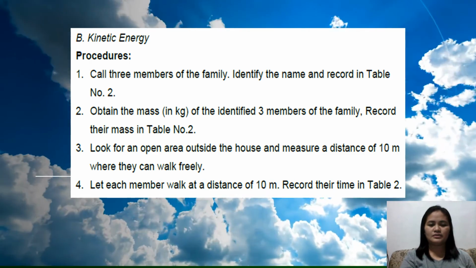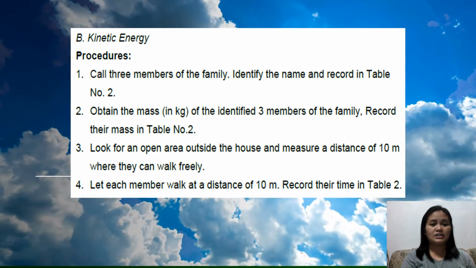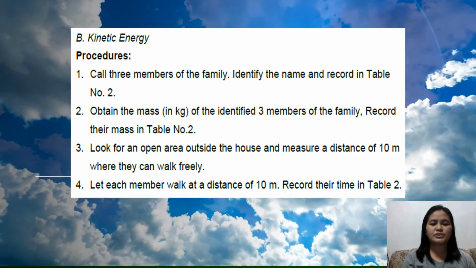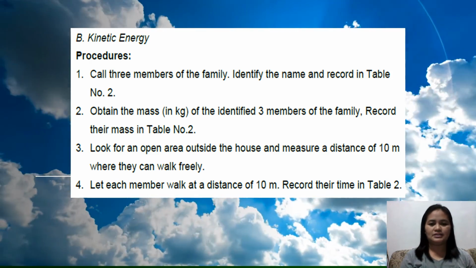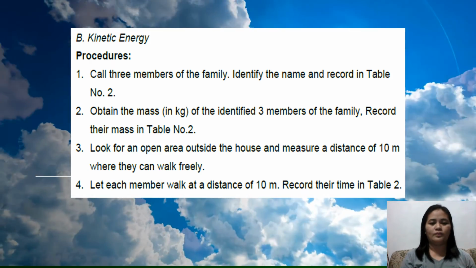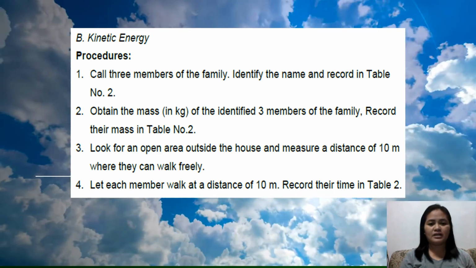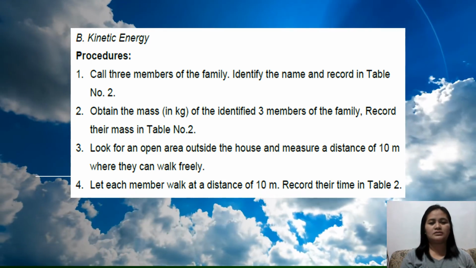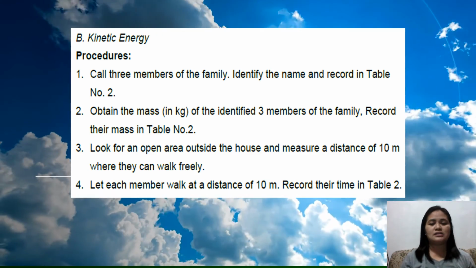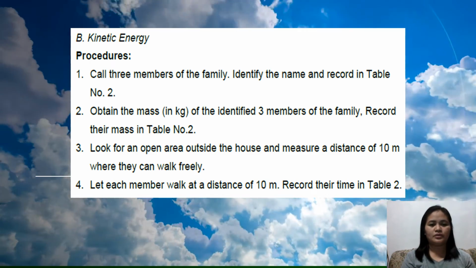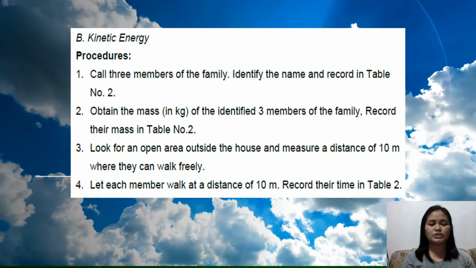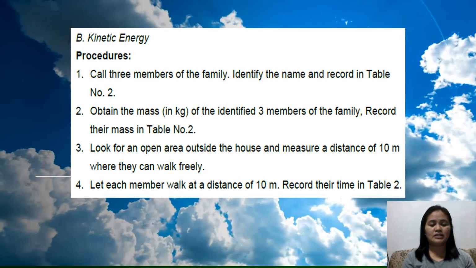Ito naman. Dito naman sa letter B, kinetic energy. Call 3 members of the family. Identify the name and record in table number 2. Kung kanina mga bagay, ngayon naman tao. Mga 3 kapamilya ang kailangan mo naman. Lista mo saan? Sa table number 2. Obtain the mass. Isa-isa sila, dapat alam mo rin yung bigat nila or timbang.